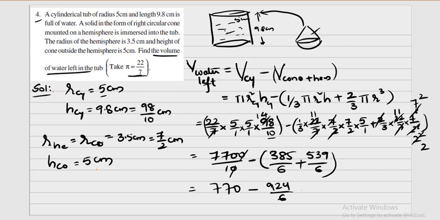Now in 6 table, can I cancel this? So this is 770 minus, in 6 table 6 ones are 6, 3 is left, so 32, so 6 fives are 30, next 24, so it gives me 154. So 770 minus 154 gives me 616 centimeter cube. Since it is volume, we are going to write it as centimeter cube, right?